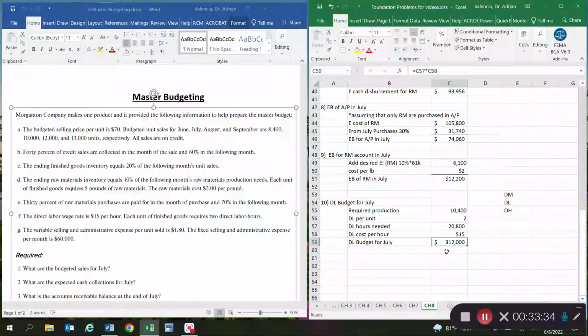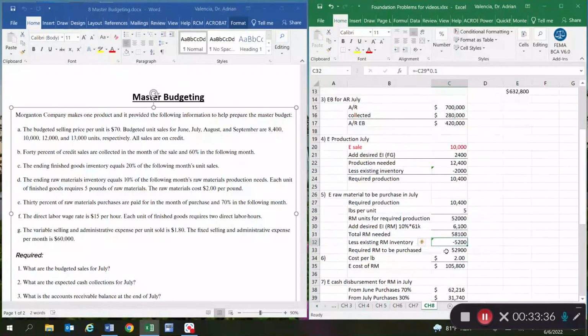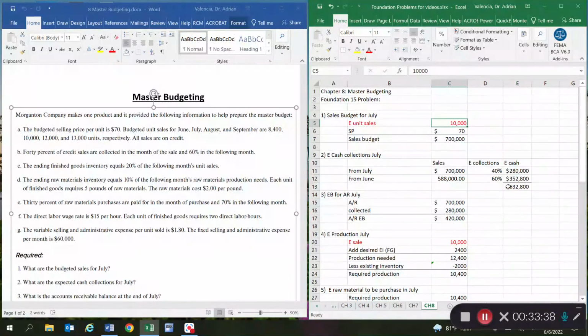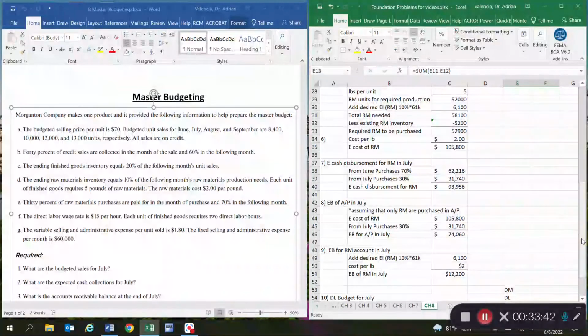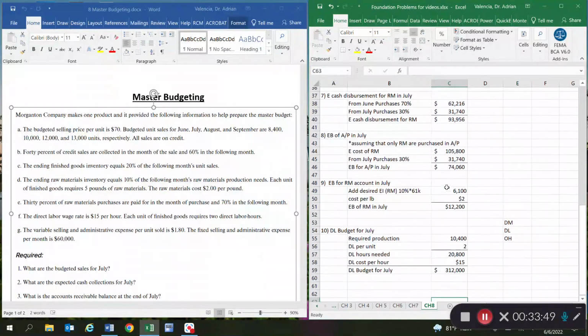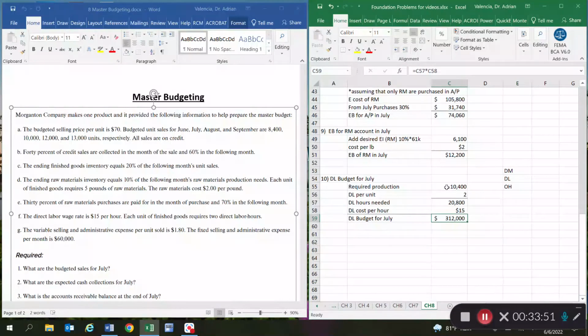But right now, what we're thinking is the expected cash inflows for July are $632,000. Of that, the disbursements for raw material are going to be around $93,000. And then the disbursements for direct labor are going to be around $312,000. So we're keeping an eye on the cash flow because that's key. If we run out of cash, we can't produce, we can't hire people, and everything just goes downhill, right? So cash flow management is very important.